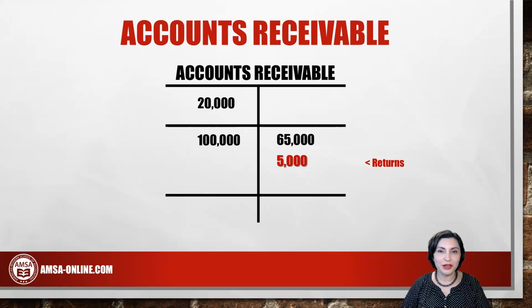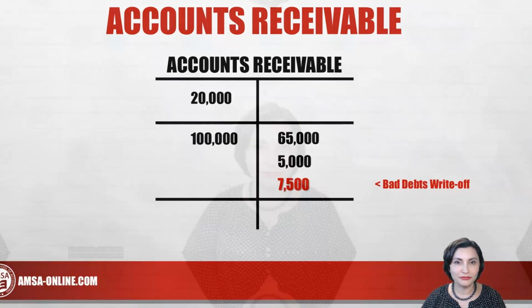Returns decrease accounts receivable, the same as payments. They are recorded on the right or credit side of the account. Writing off uncollectible invoices of $7,500 also decreases accounts receivable. Therefore, the write-offs are recorded on the right or credit side of the T account.